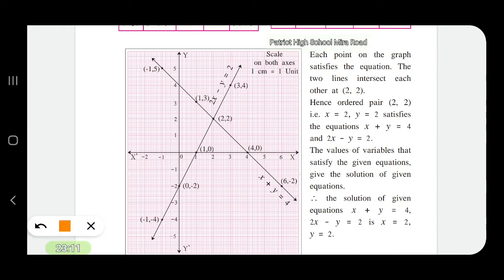So these are the equations. X plus y is equal to 4 and 2x minus y is equal to 2. This is equation number 1 and this is equation number 2, and the solution for them is x is equal to 2 and y is equal to 2. So this is the solution of the simultaneous equations.